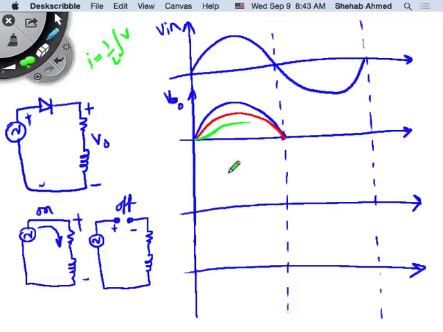Where is it going to fall? For the resistor, the current went to 0 here. Why did it go to 0 here? Because the voltage was 0. Because the voltage became 0, and the current through the resistor is equal to V over R. So it's exactly the same, but scaled down. So this went to 0, this will go to 0, right?